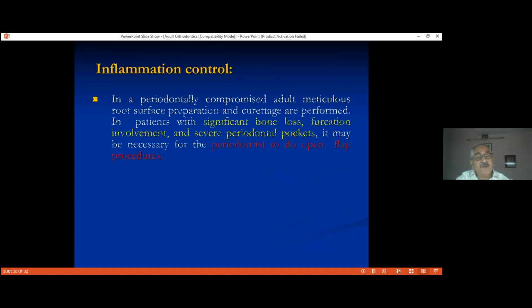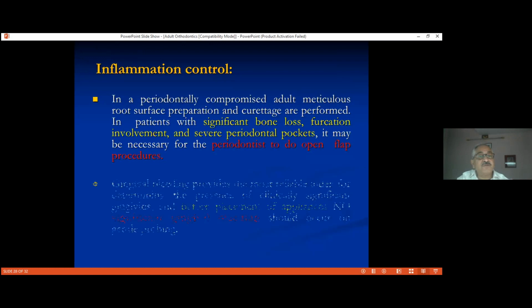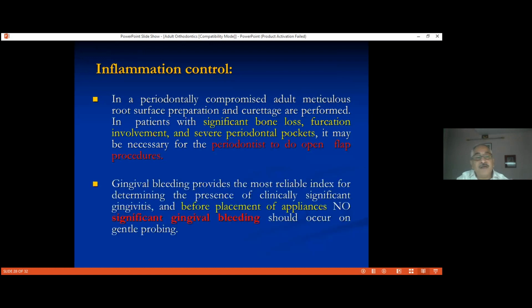Inflammation control in the meantime is paramount. In a periodontally compromised adult, meticulous root surface planing, preparation, and curettage are performed. In patients with significant bone loss, furcation involvement, or severe periodontal pockets, it may be necessary for the periodontist to do an open flap procedure. Gingival bleeding provides the most reliable index for determining the presence of clinically significant gingivitis, and before placement of appliances, no significant bleeding should occur on gentle probing.